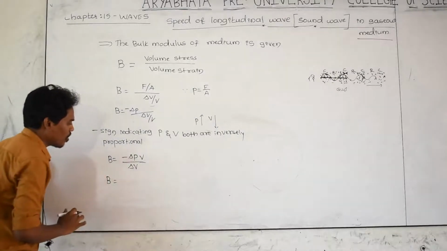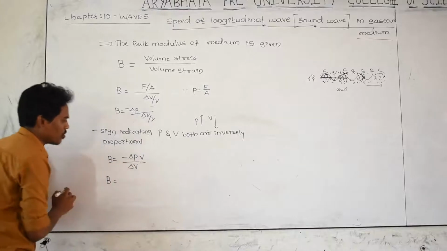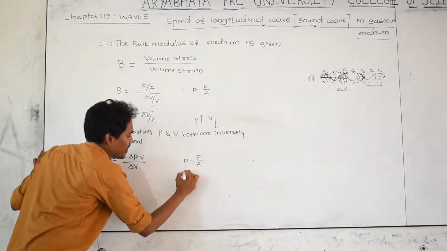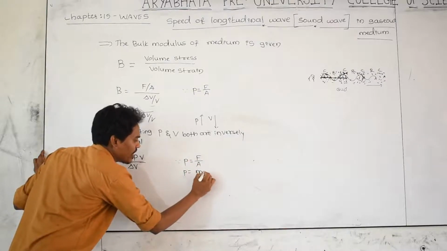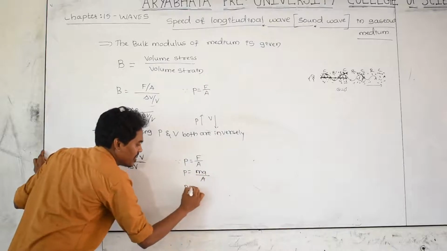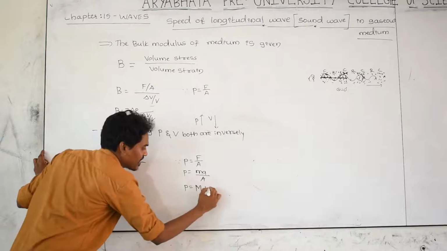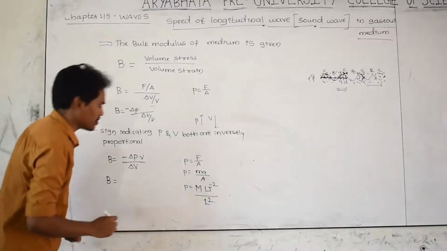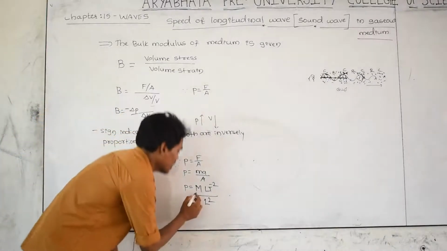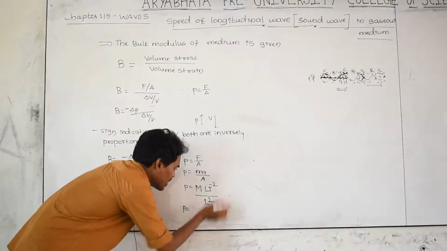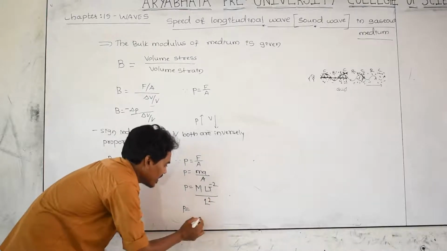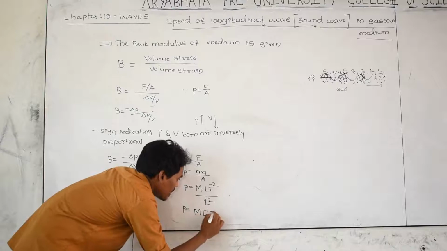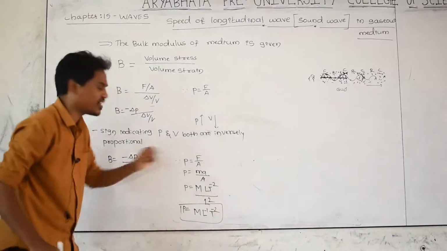Here the dimensional formula of pressure: P is equal to F by A. F is M into A, divided by area. M is capital M, acceleration A is L T raised to minus 2, and area is length into length, it is L square. Take L square on the numerator: P is equal to M L raised to minus 1, T raised to minus 2. You check the dimensional formula of pressure.